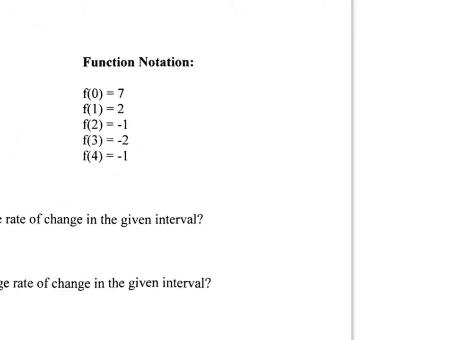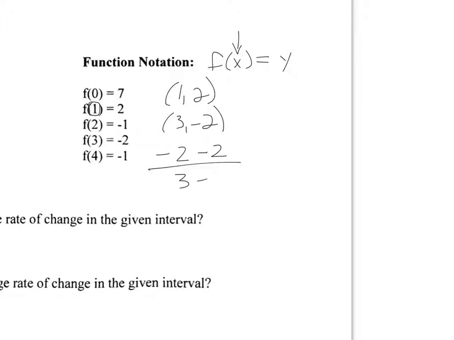Okay, this one is just another type of notation. This is our function notation. But remember, this is f of x, so the value in there is x, and the value that it's equal to is y. So we want the points (1, 2) and (3, negative 2). Plug those into our formula. Negative 2 minus 2 over 3 minus 1, and we get negative 4 over 2, and that's negative 2.